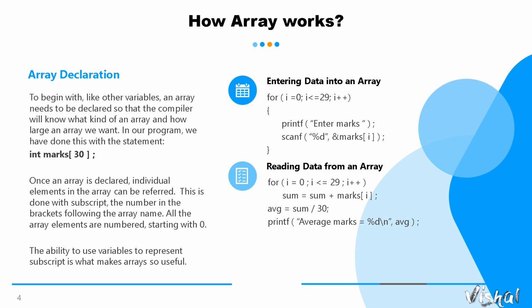On the right side we can see how we have entered data in our array named marks. We just used one loop, which is a for loop, and entered the marks of all 30 students with the help of the array. While reading also we use our for loop and use our array marks for getting the result.